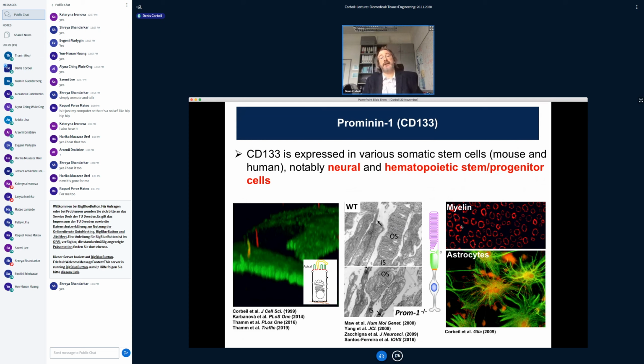And here you have the myelin, which is produced by the oligodendrocyte. As you know, the myelin is a lipid membrane that will go around an axon, and it will protect the axon, and this molecule is highly expressed in the myelin.